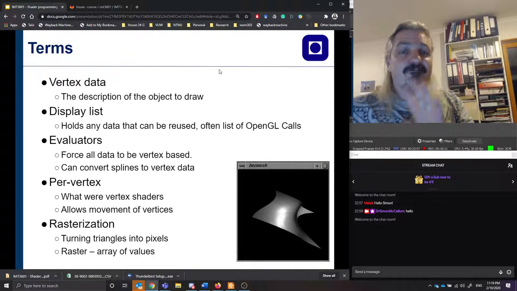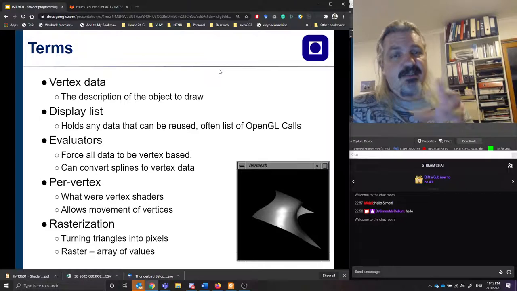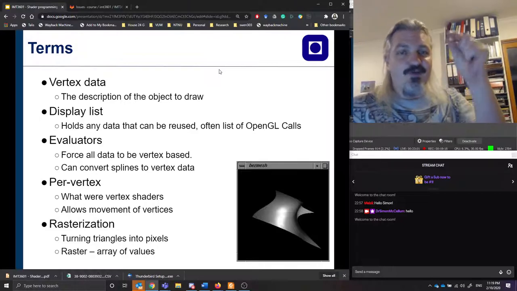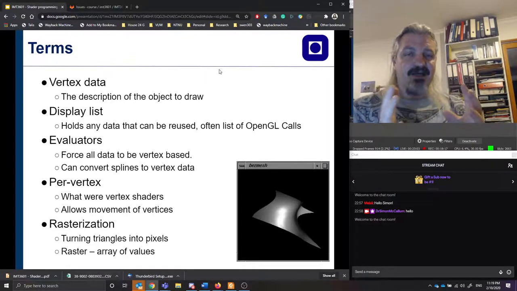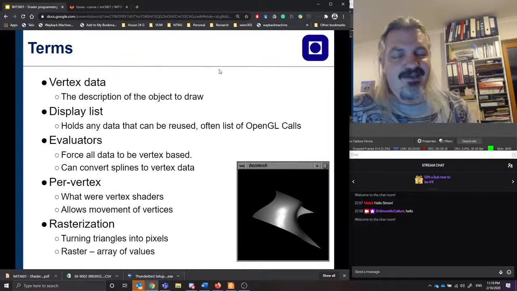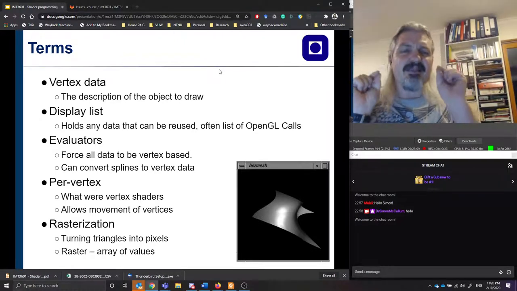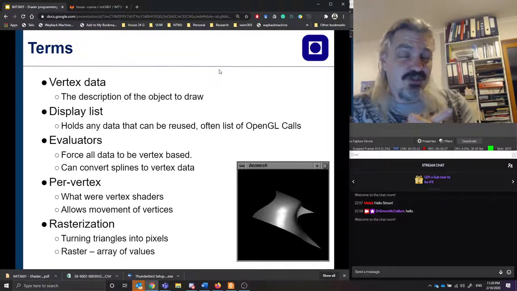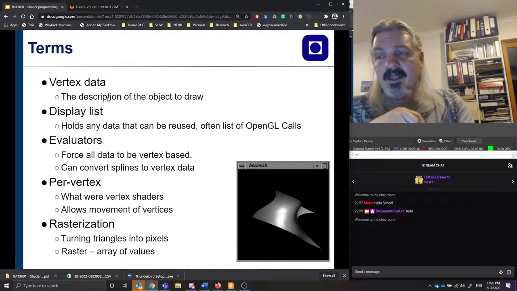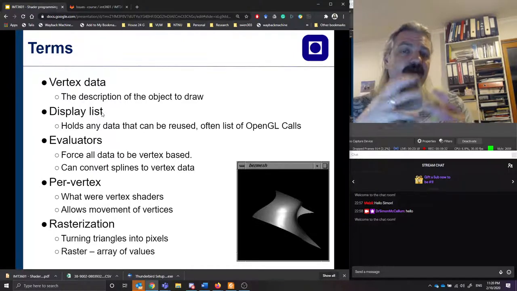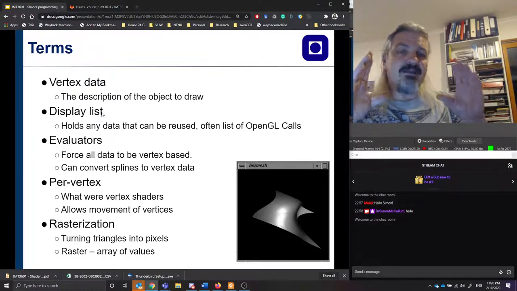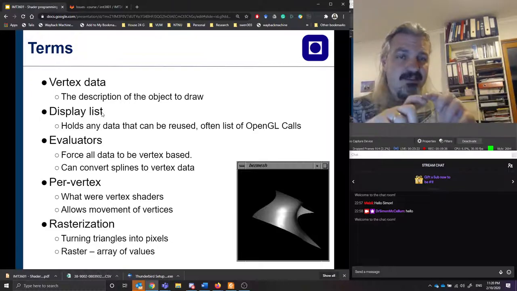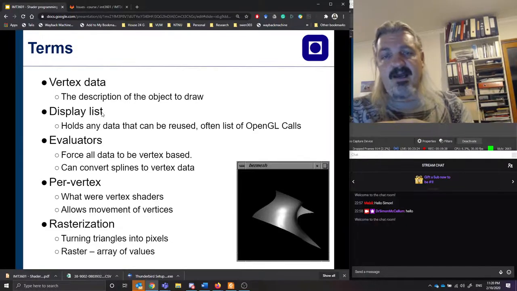So some terms. Vertex data. So vertex data is the surface model. When you see a triangulated model, it's got all those little triangles. That's the vertex data. It's usually referred to as a mesh in game engines. There is a display list. When you're working with OpenGL, it's all of the things that are going to be displayed in a single operation. And that's quite a low-level concept.